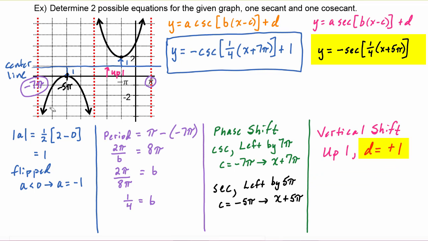The only thing left to do is the vertical shift, and the vertical shift is the same as it was for cosecant, which is up by 1. We can see that center line moved up by 1. So here's our function equation if it is a secant.